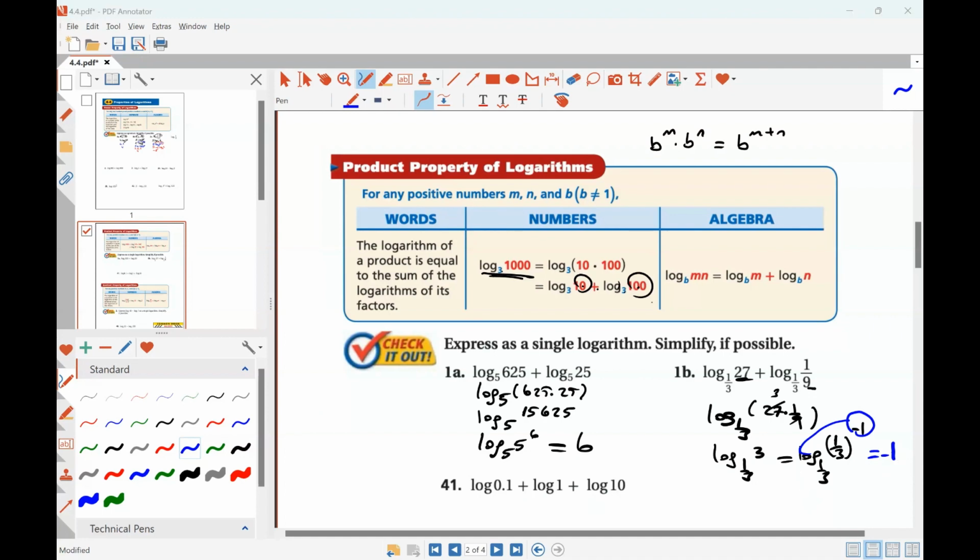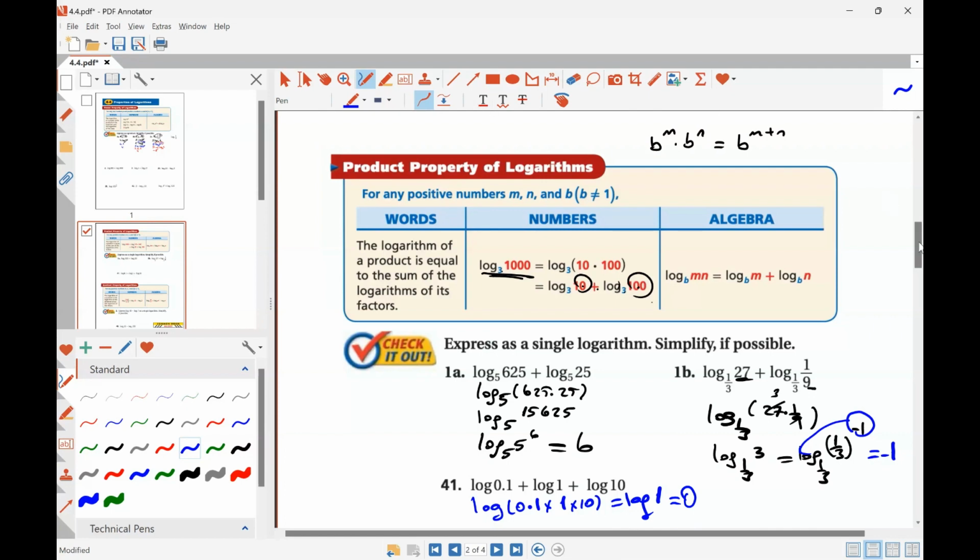Finally, I have a sum of 3 logarithms. The base is 10 since it is invisible. So I keep the base and multiply the numbers. 0.1 times 1 times 10, which gives us 1 only, right? 0.1 times 10 is 1. 1 times 1 is 1. So one of the properties that we learned in the previous section, no matter what our base is, if the number written next to log is 1, then the answer is 0.